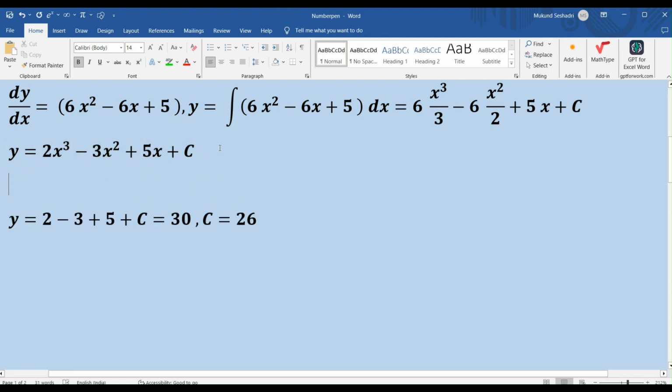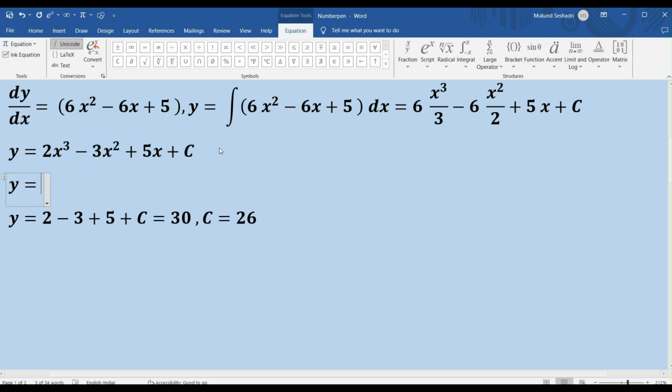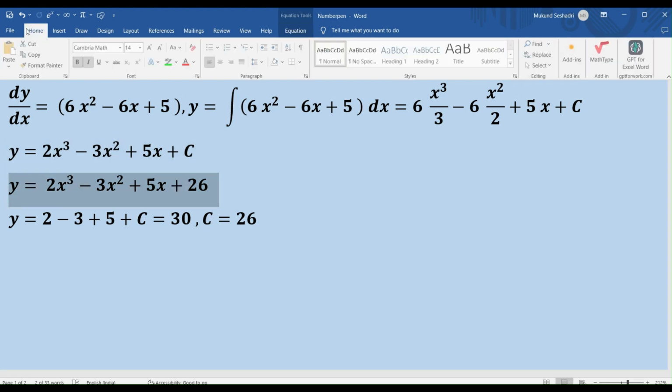Now I have my c with me. I know what is the final answer for this particular problem: 2x cubed minus 3x squared plus 5x, and your c becomes plus 26, right? So there we have the answer for this particular problem. Let me highlight it in pink.